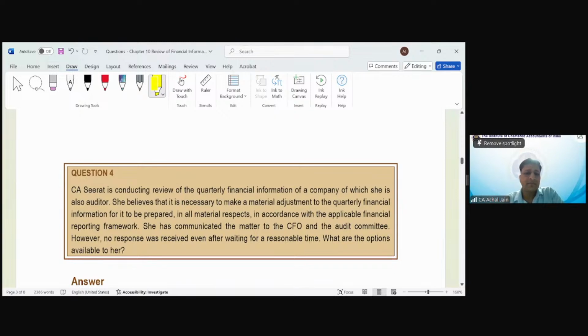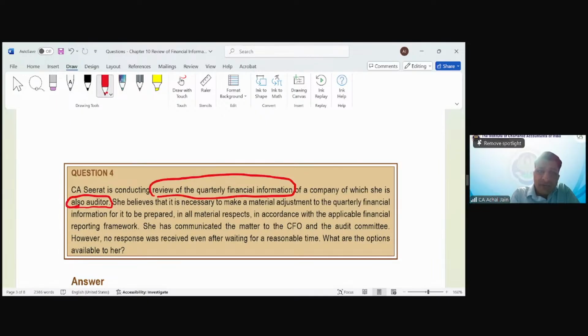CA Seerath is conducting a review of quarterly financial information of a company of which she is also the auditor. So she is not only the auditor, she also happens to be the reviewer of this quarterly financial information. So you can say it's a listed company. Yes, we can have that situation. Say one quarter is required to be reviewed instead of audit.